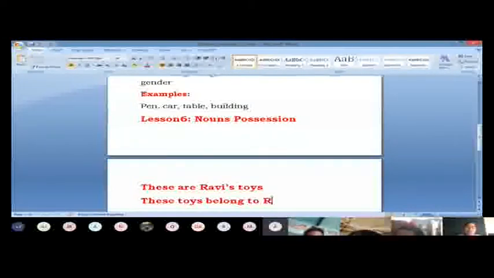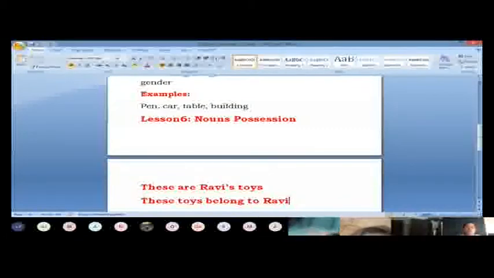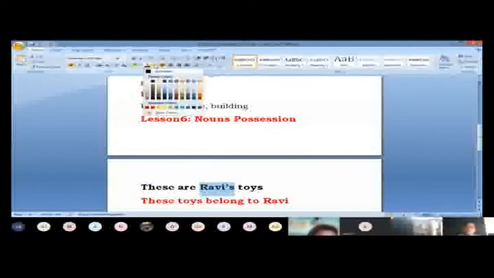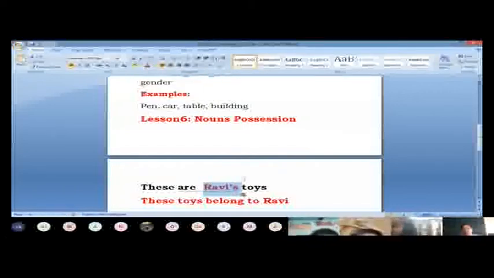So this apostrophe is very important when you are writing a possessive noun. It will show that it belongs to Ravi. Apostrophe s is very important. If you write it, it shows that these toys belong to Ravi. Okay, next example.